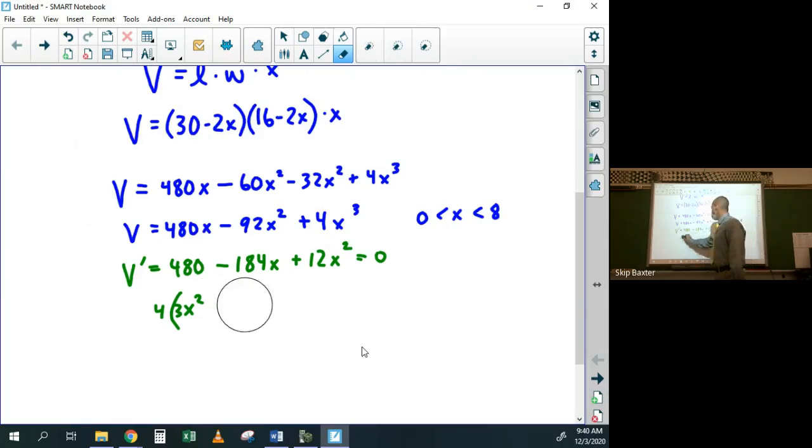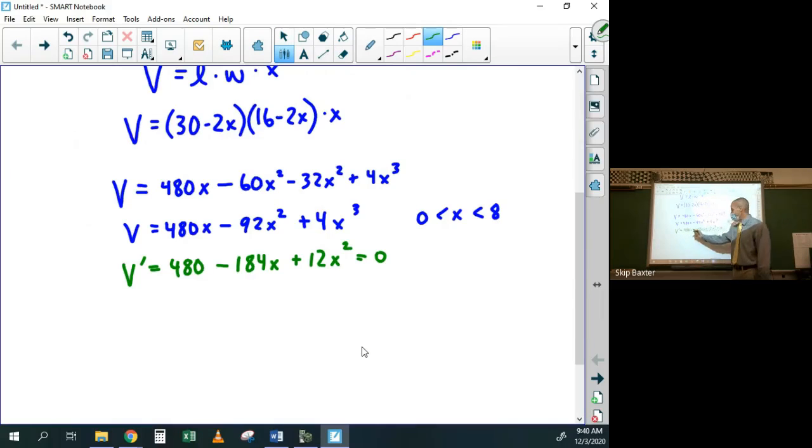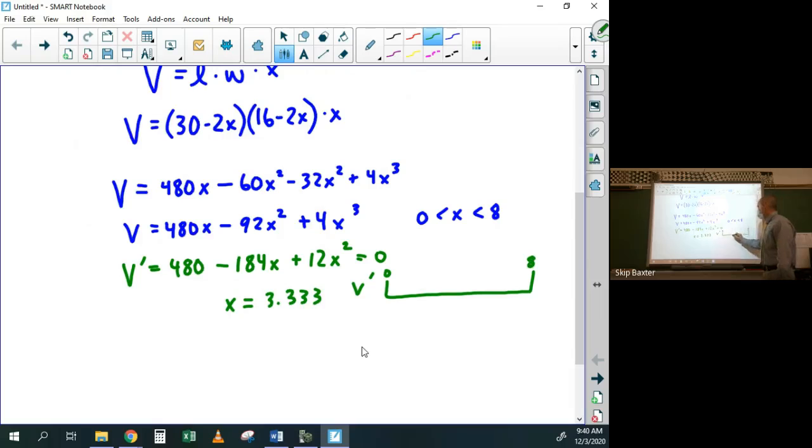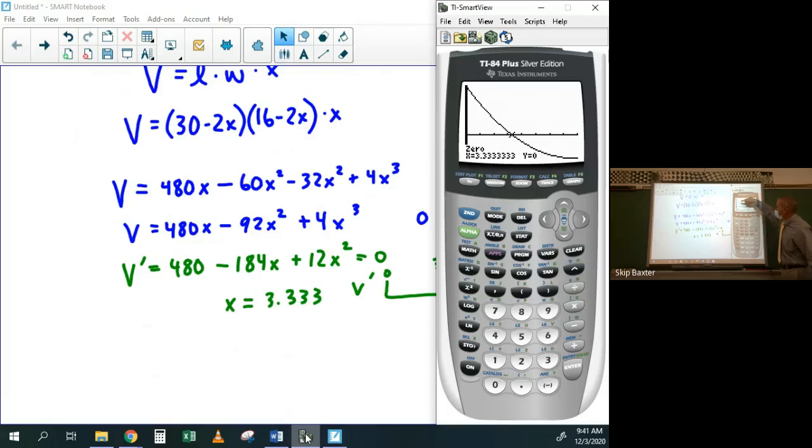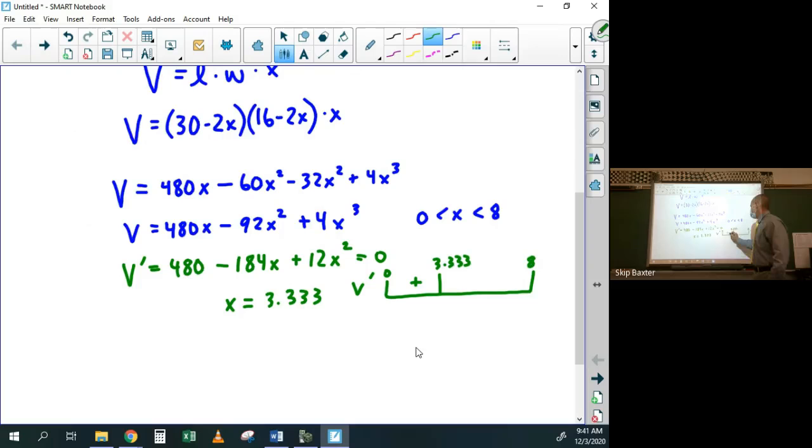So if this was a calculator part of the test, you'd write the setup, and then you just say x is equal to 3.333. Done. That's all you have to write. You don't have to do any other work there. And then you do have to do your first derivative chart, though, to ensure that 3.333 yields a maximum and not a minimum. So when you do your first derivative chart, it's going to be v prime, 0 and 8, and 3.333. You can see from your chart, or from your graph, it's positive and then it's negative, right? It's above the x-axis, then it's below the x-axis. So it's positive, then negative. You can see clearly that that's a maximum point.